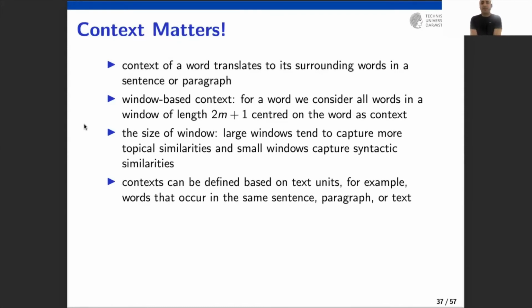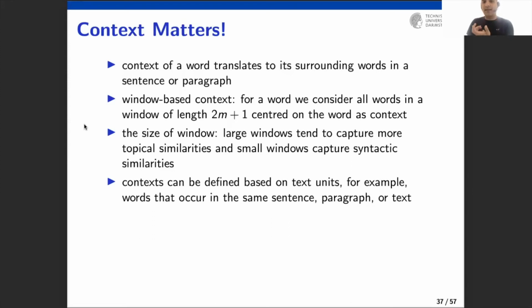Contexts can also be defined on text units. For example, words that occur in the same sentence are the context of the one word, or words that occur in a paragraph, or words that occur in the text. So they do not need to be neighboring words, but they can only be in one sentence. Because if you have one sentence in the window-based approach, the word that occurs at the end of the sentence would have a context from the following sentence, right?